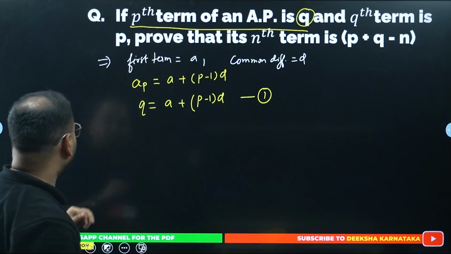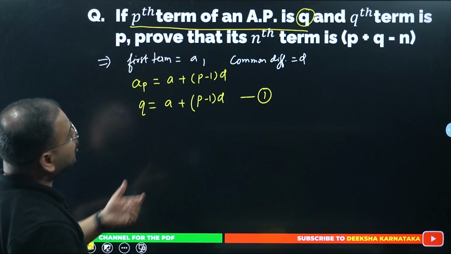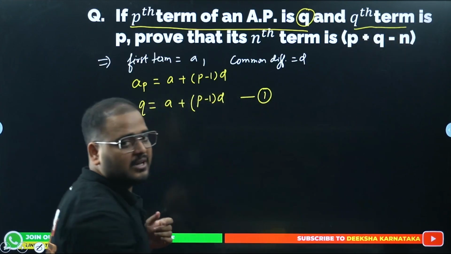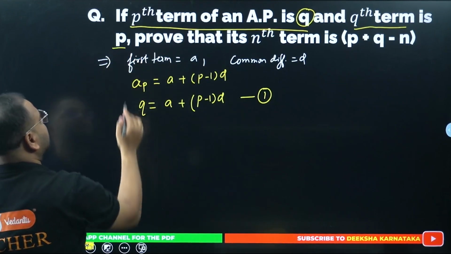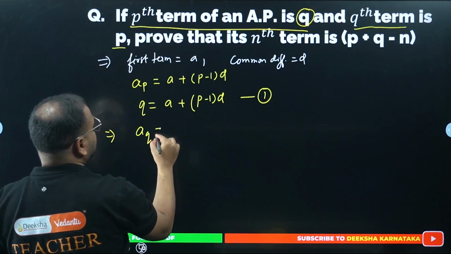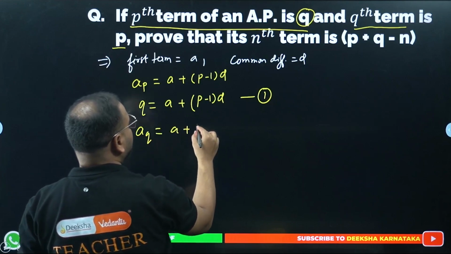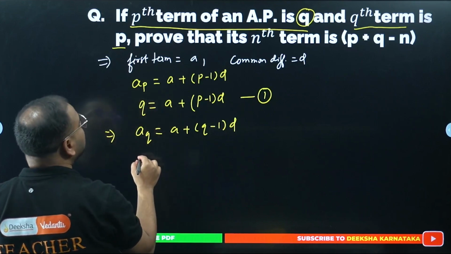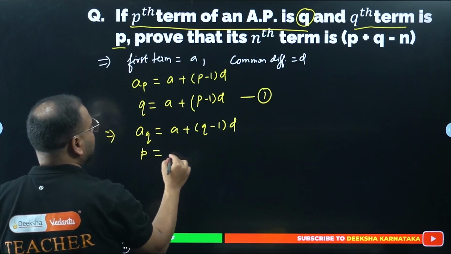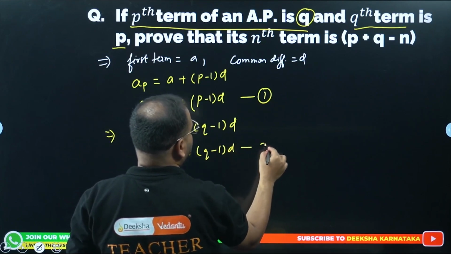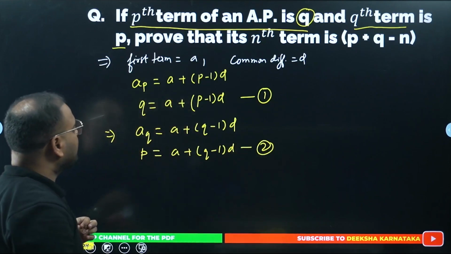Now moving on to the second statement. Qth term is P. Qth term, if I have to write using the nth term formula, is equal to P. Qth term will be AQ. So the same I'll do, replace n by Q, so Q minus 1 times D. AQ is P, so write it as P equals A plus Q minus 1 times D, equation 2.